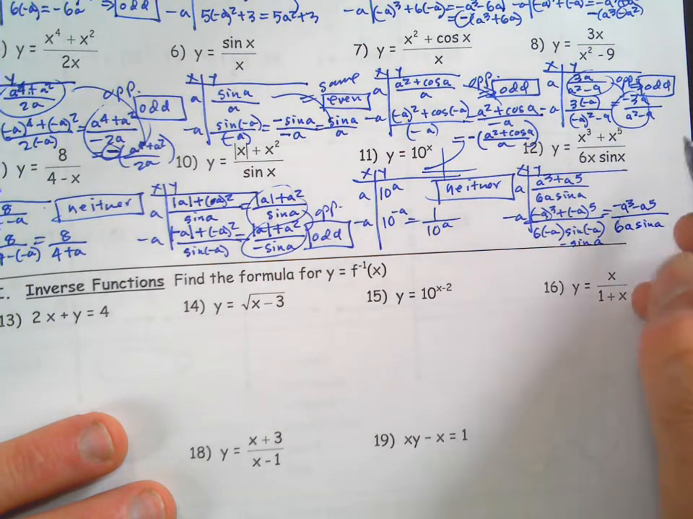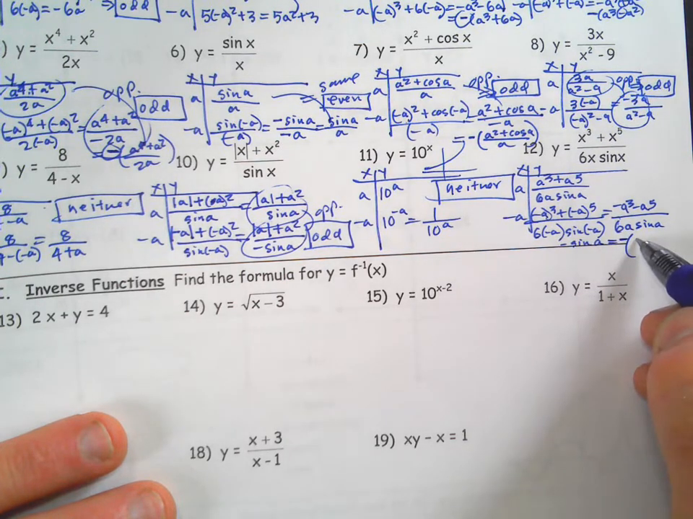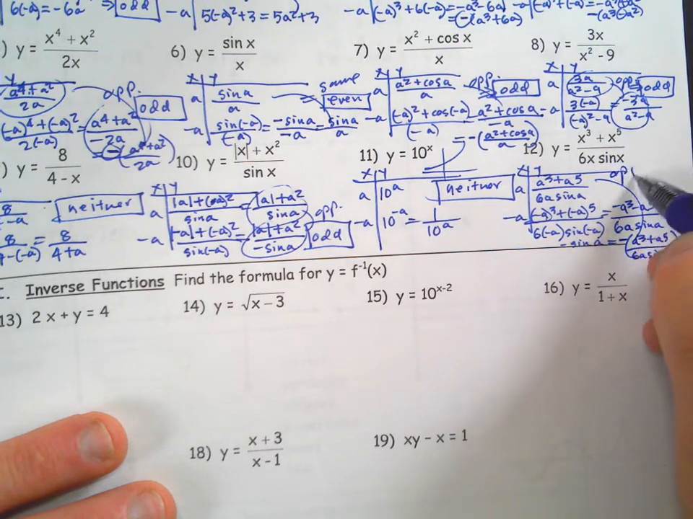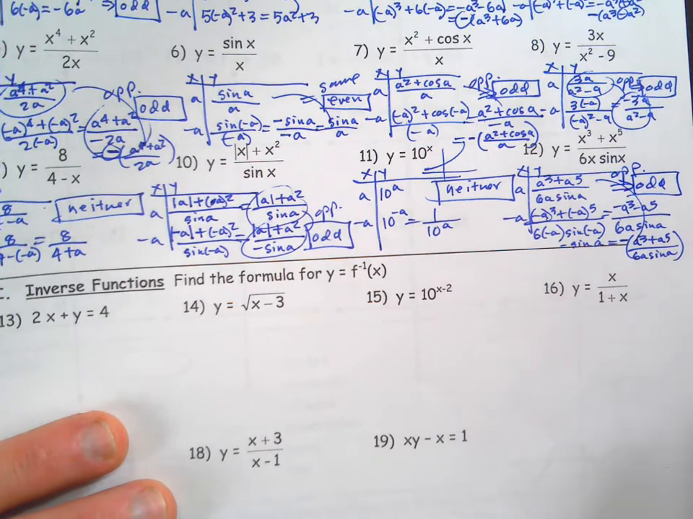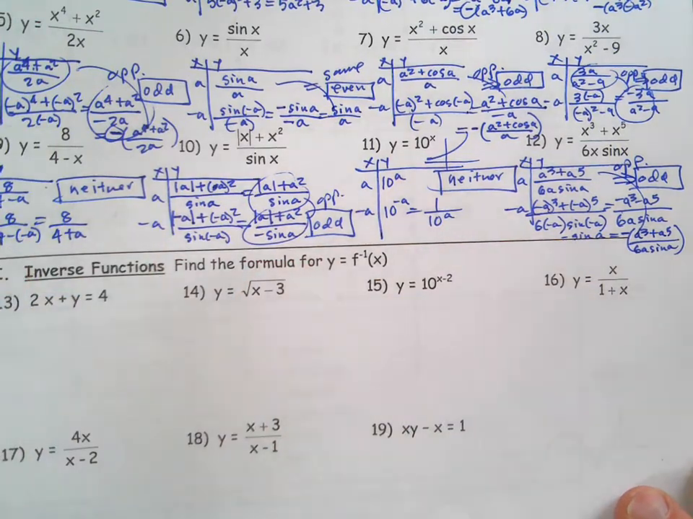And these are actually the opposite, because you could take a negative out of everything on the top, and you have a cubed plus a to the fifth over 6a sine a. And these are the opposite. So that is an odd symmetry, odd function. Okay? All right. That's the kind of work I'm looking for, though, on those.